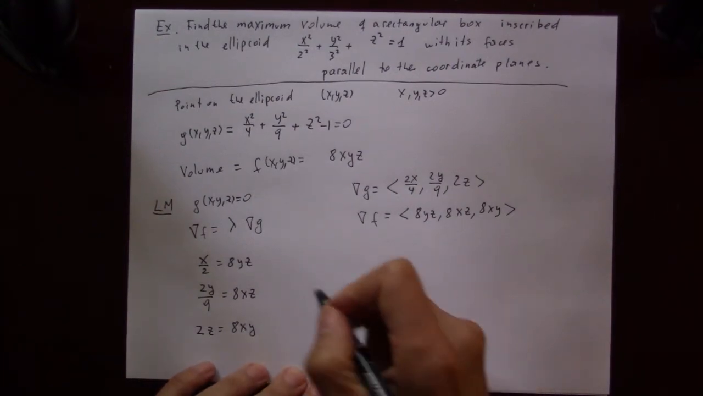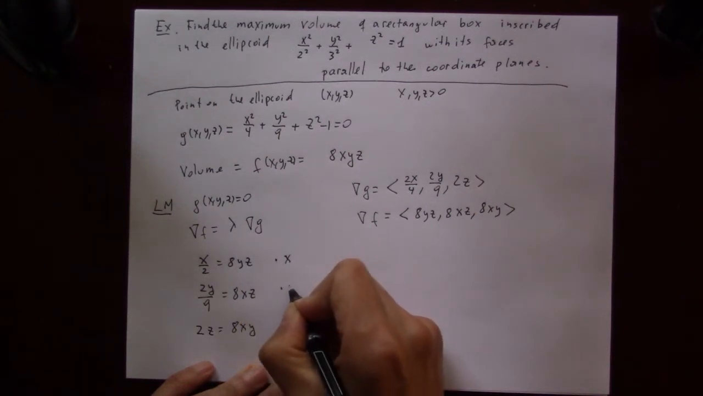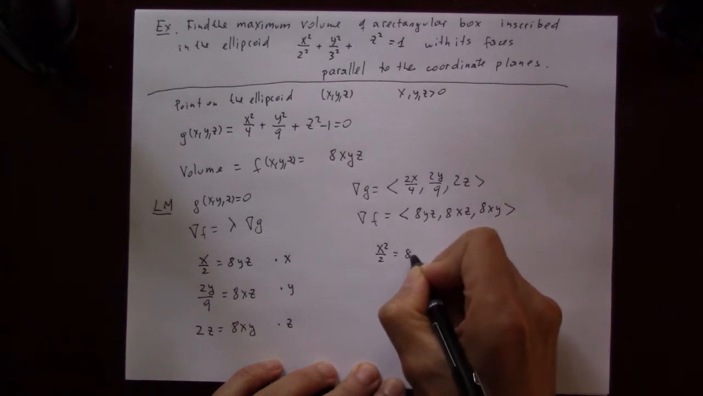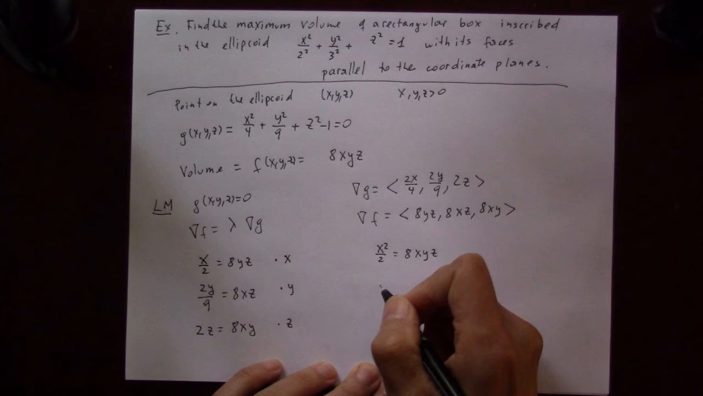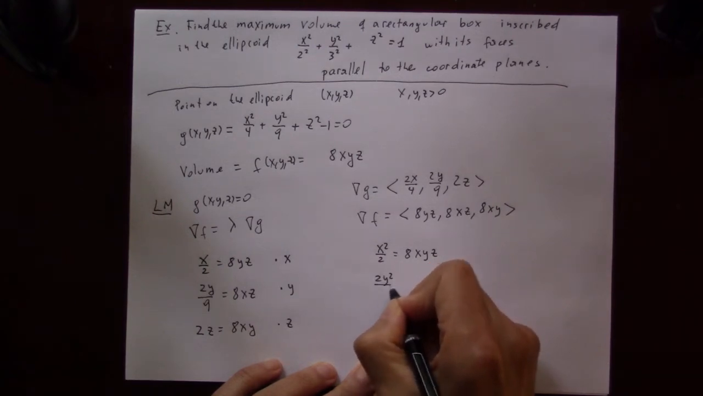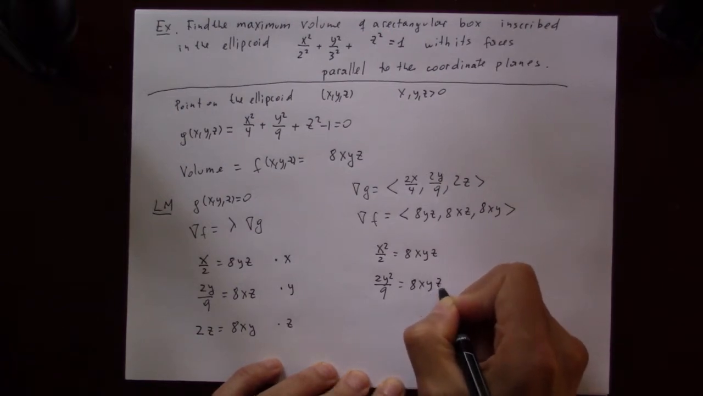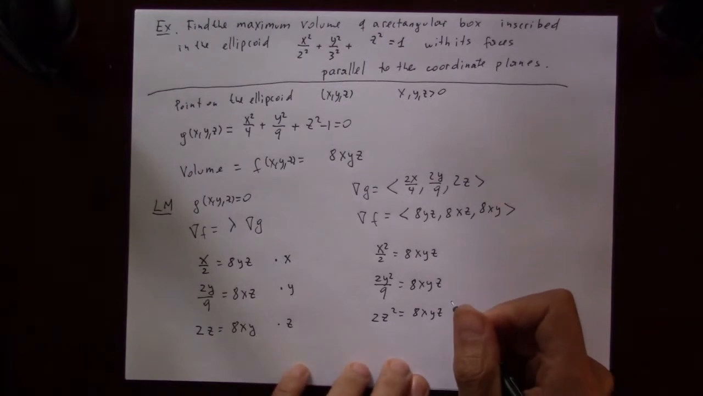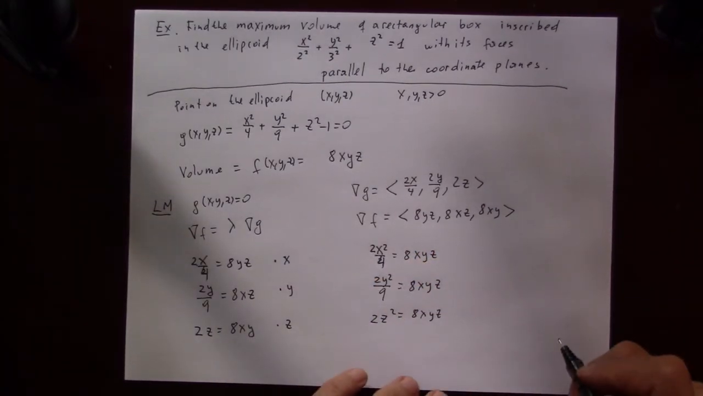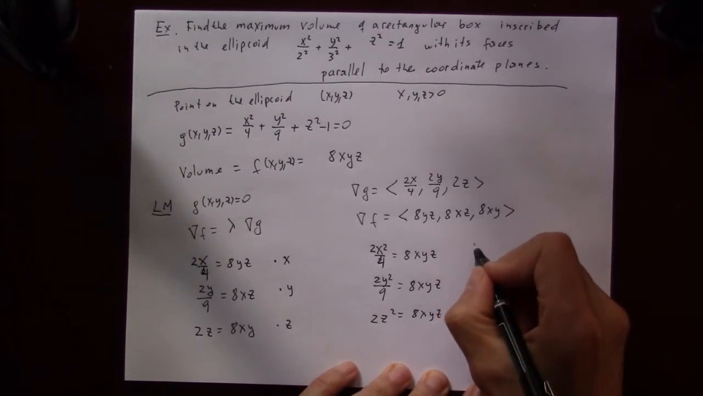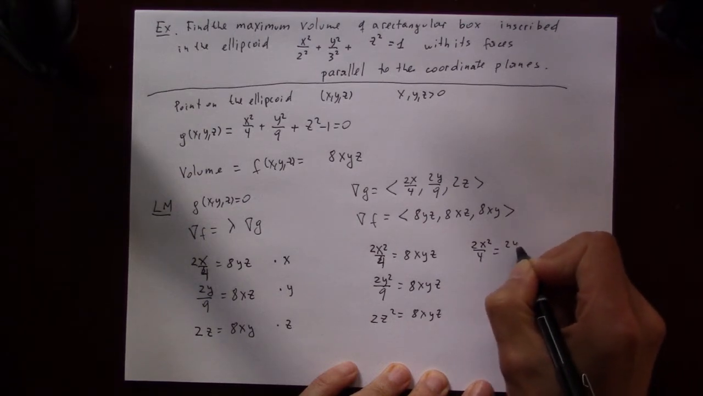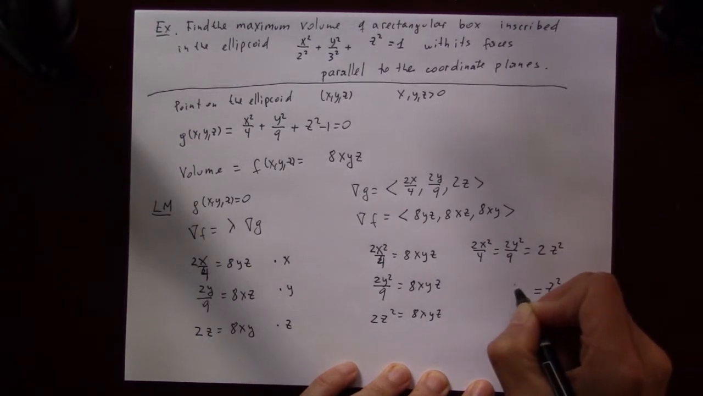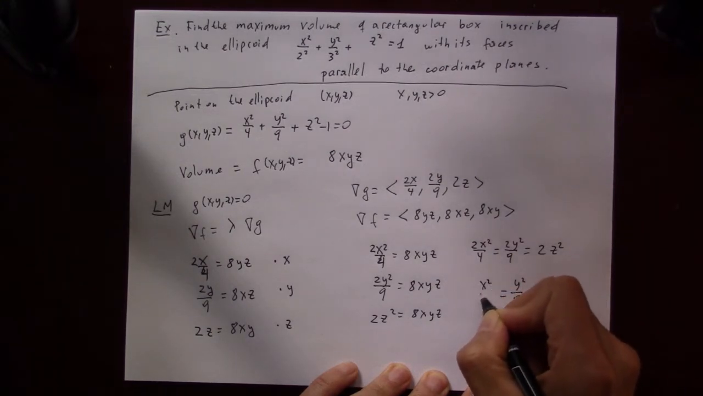So we're going to multiply the first equation by x, the second one by y, and the third one by z. So we're going to get x squared over 2 equals 8xyz, 2y squared over 9 equals 8xyz, and 2z squared equals 8xyz. Okay, so what we got here is 2x squared over 4 equals 2y squared over 9 equals 2z squared. So z squared equals 2y squared over 9 equals x squared over 4.